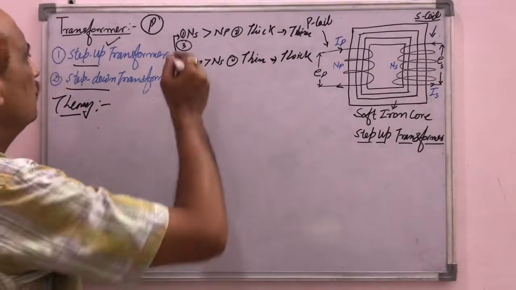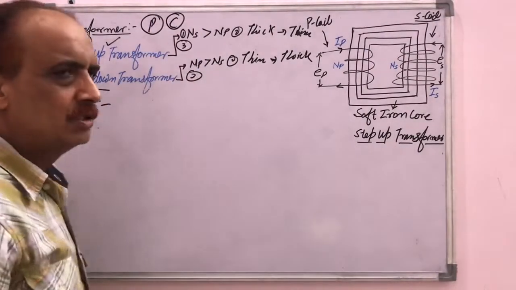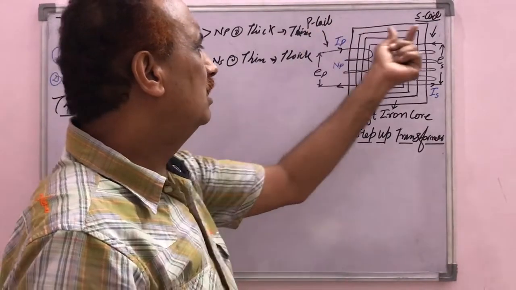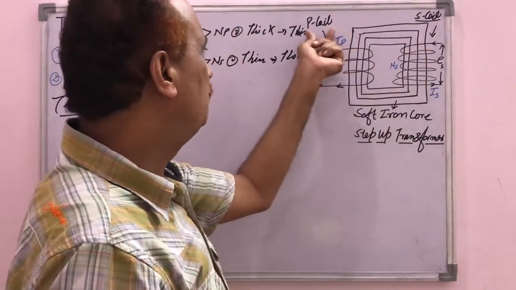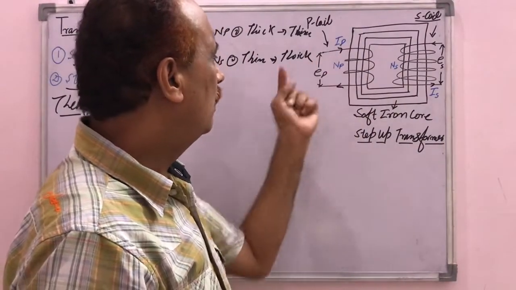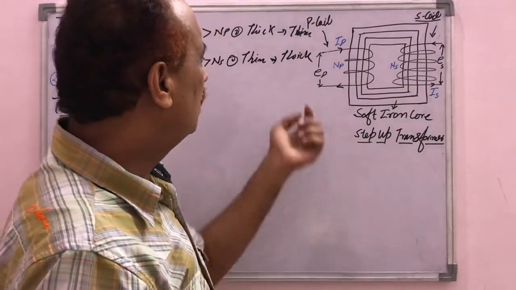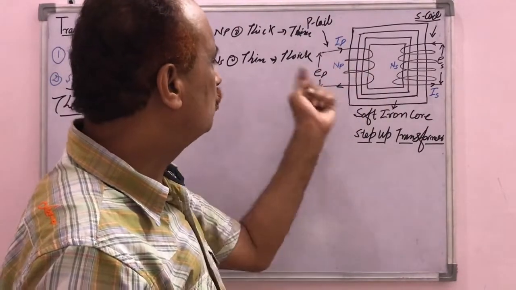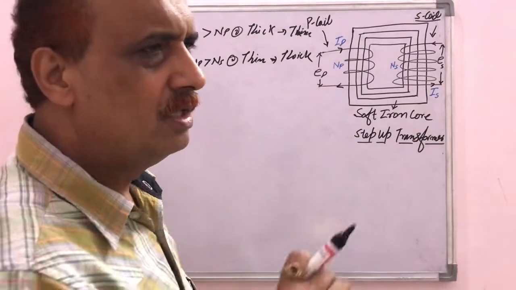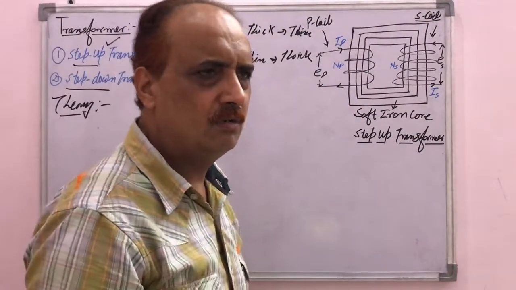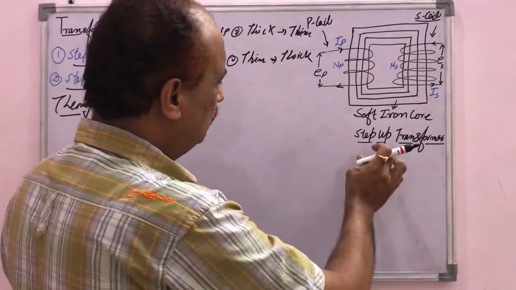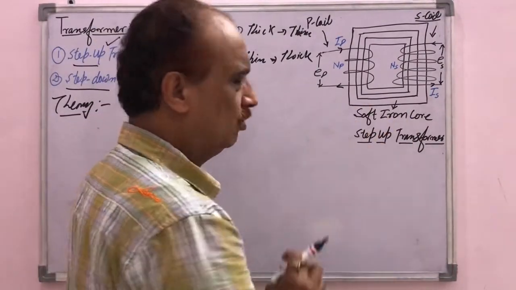Now next point is construction. It consists of two coils. One is the primary coil, another is the secondary coil, represented here as P coil and S coil. These coils are made of copper wire and wound over the soft iron core. Soft iron core is the laminated core, meaning there is some polish or varnish on that soft iron core, so it is named the laminated iron core.